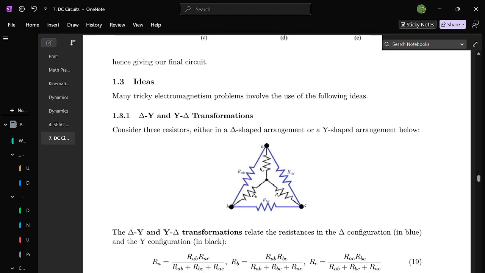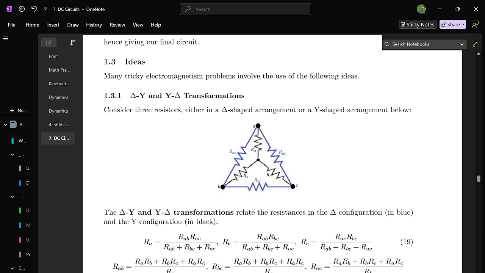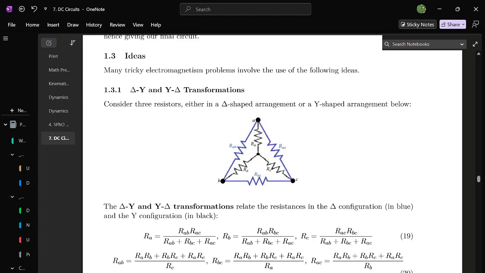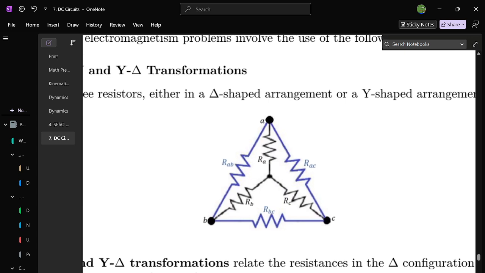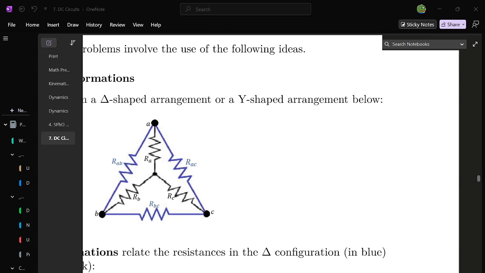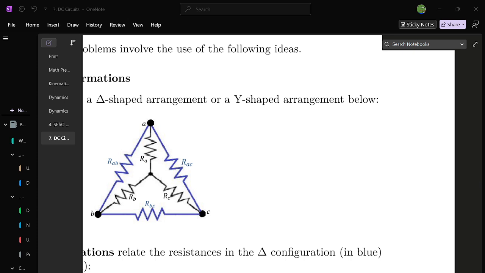There are some other ideas, but most of them just involve ways to find resistance for complicated resistor setups. So the first one is on the delta-Y and Y-delta transformations. So the idea is quite simple. You can have a setup like that.